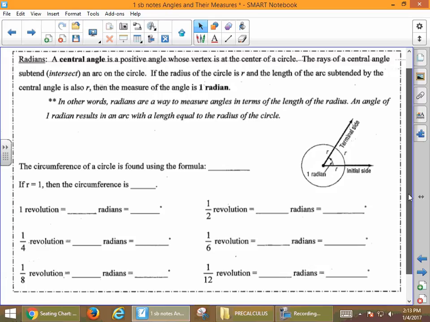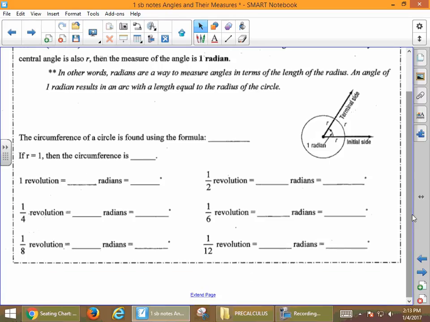So the thing that I want to point out, in other words, radians are a way to measure angles in terms of the length of the radius, the length of the arc. So an angle of 1 radian results in an arc with a length equal to the radius of the circle. Still probably confusing.